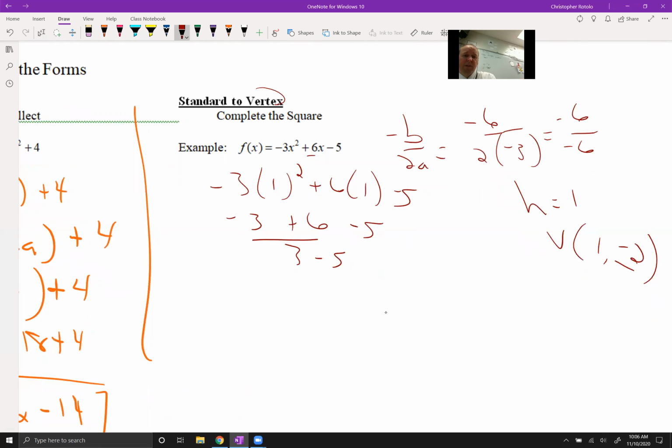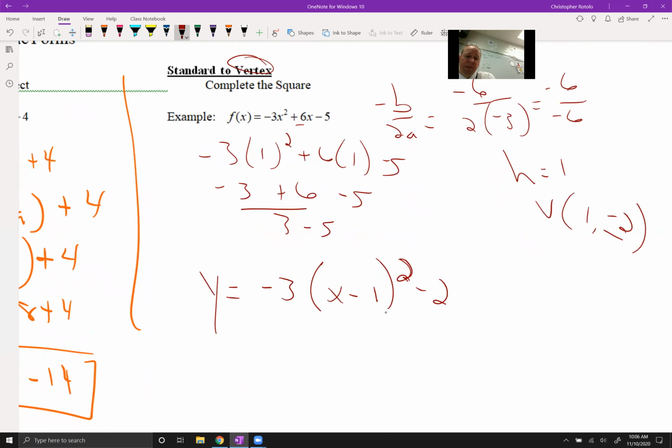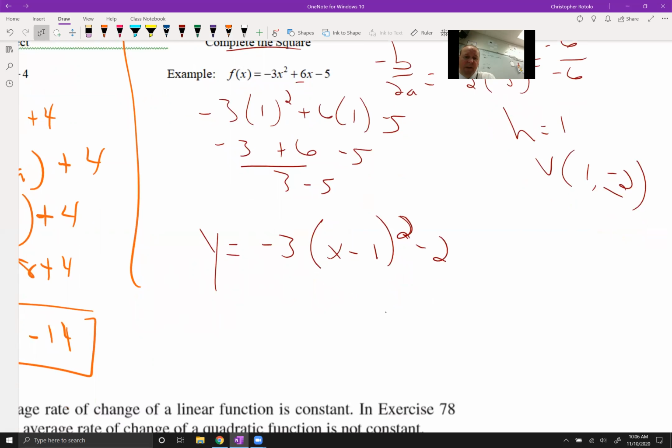So can I write it in vertex form now that I know the vertex? Sure can. Y equals, or f of x. The a value is -3, doesn't change. X minus 1 squared minus 2. Right, and if I FOIL this, multiply by a -3 and subtract 2, I can easily check these back and forth.